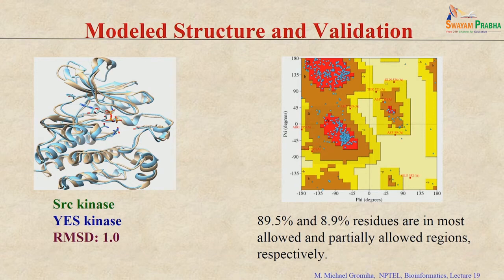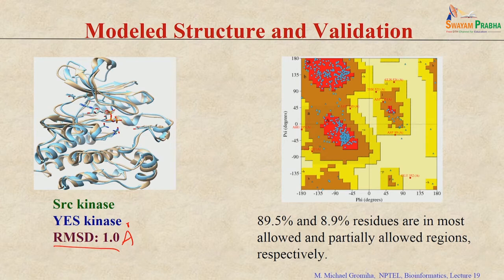You can see the blue one, okay, this is for the CS kinase, and the gray one is called SRC kinase, and the RMS is around 1 angstrom. So, it is a reasonably good structure, we can get this one. Then we validate our model. This is one of the examples you can do with the Ramachandran plot.